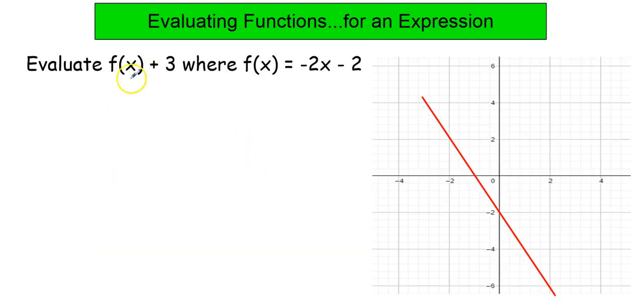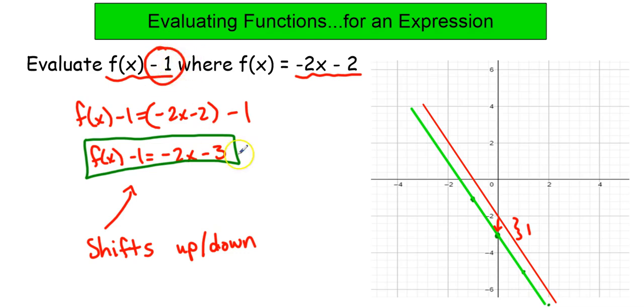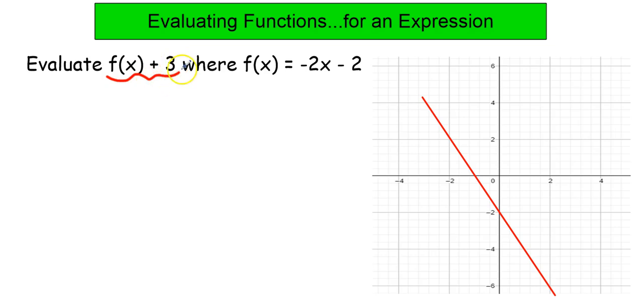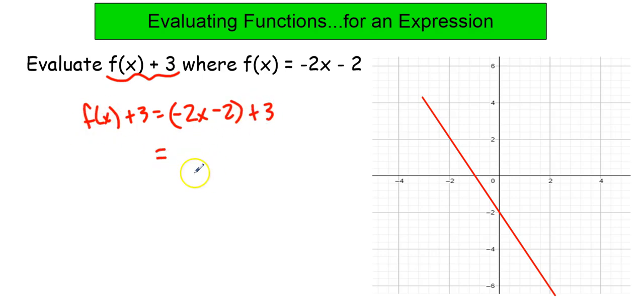So last one here. Evaluate f of x plus 3. Notice last time we did minus 1 and it shifted it down. So this time we're going to do plus 3. And again, f of x plus 3 equals negative 2x minus 2. That's f of x. That's in place of this. And we're just going to add 3 to it. So that's going to equal negative 2x minus 2 plus 3 gives me plus 1. That's f of x plus 3.